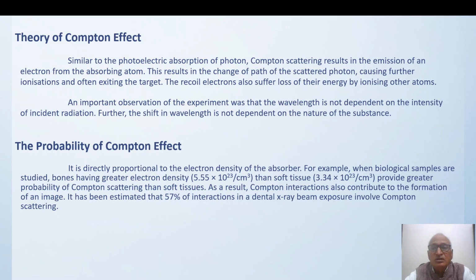For example, when biological samples are used, bones having greater electron density than soft tissue provide greater probability of Compton scattering than soft tissues. As a result, Compton interactions also contribute to the formation of an image. It has been estimated that 57% of interactions in a dental X-ray beam exposure involve Compton scattering. So this was about the probability of Compton effect.